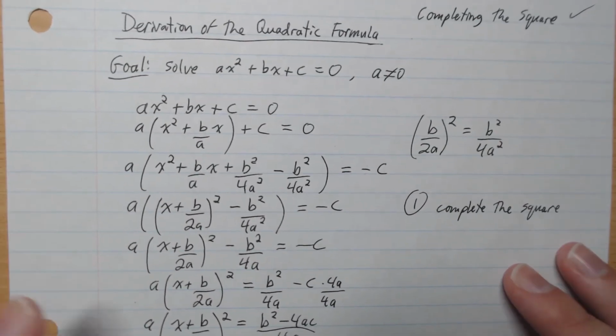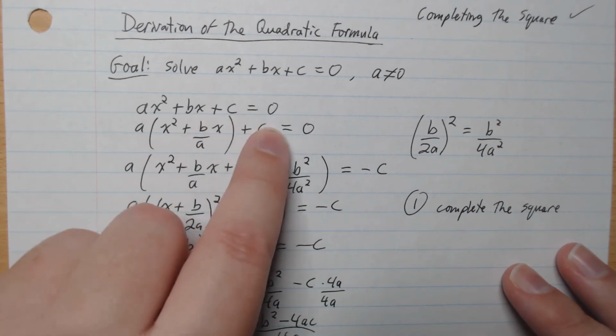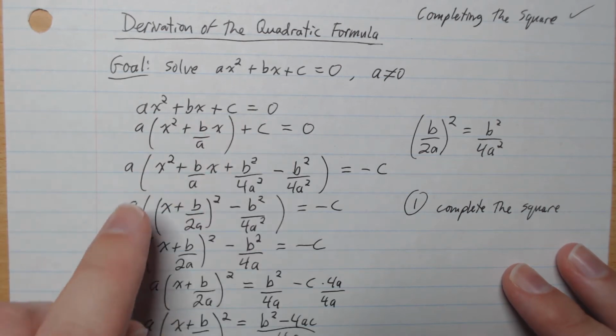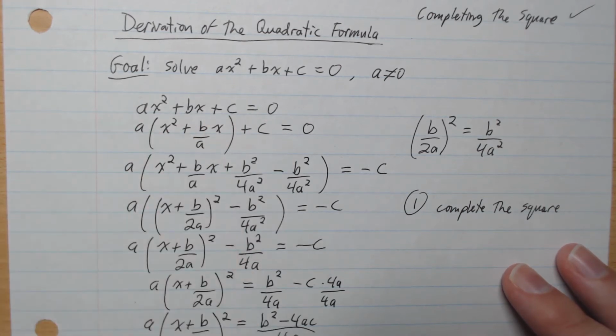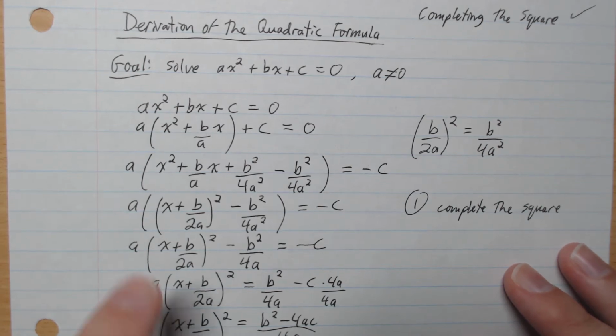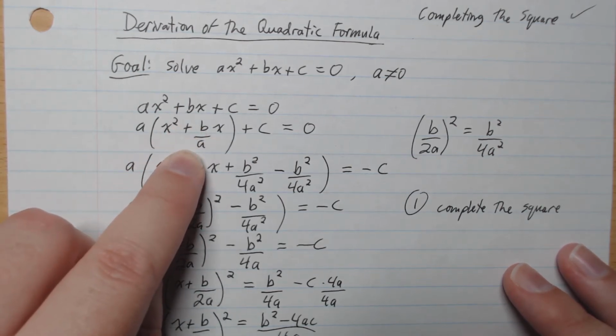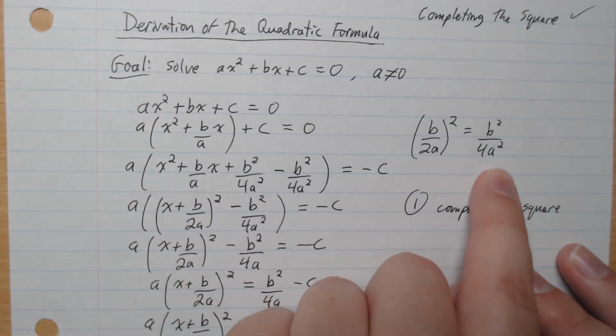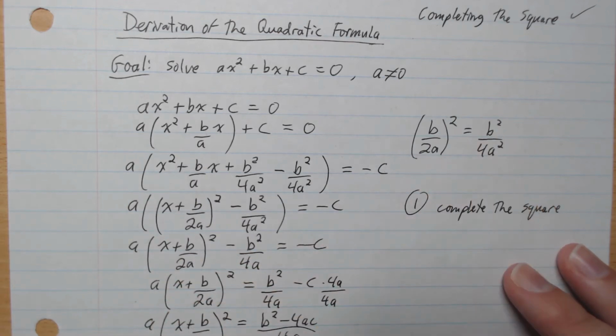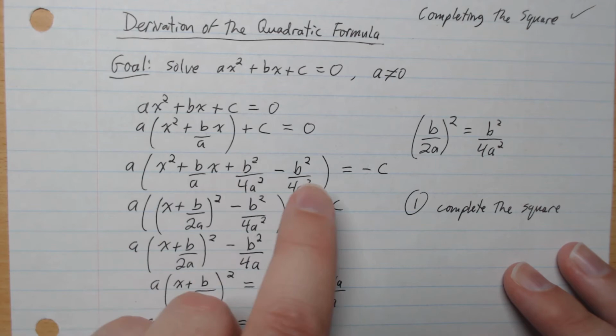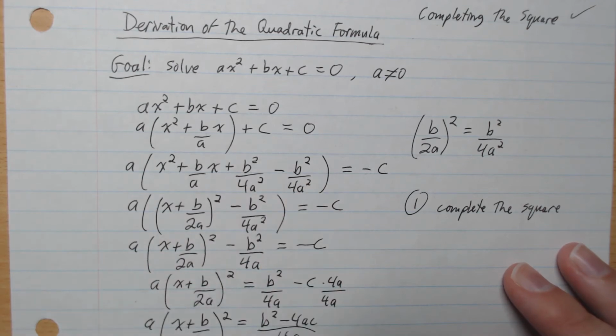So let's begin. Ax squared plus bx plus c equals 0. We are going to factor out a from the first two terms like that. And now we're going to begin our completing the square part, where we take b over a divided by 2, squared. That gives us b squared over 4a squared. We're going to add that value and subtract it, as we do in completing the square.